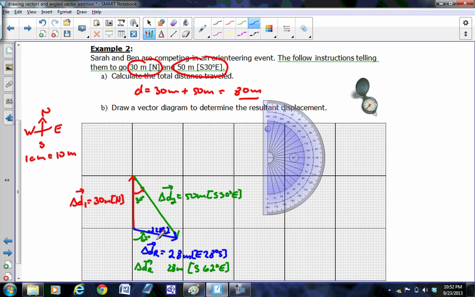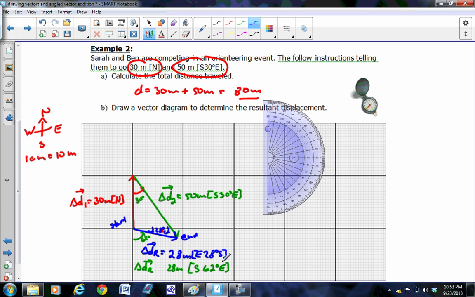So again, just to quickly summarize, to figure out the overall vector, you draw all the individual ones. So I did the first one, then the second one, then connected from the start all the way down to the end, drew a little line connecting the 2. I measured the length, so I got 2.8 centimeters, measured the angle, 28 or 62, and then I wrote down the appropriate answer. And that's it.